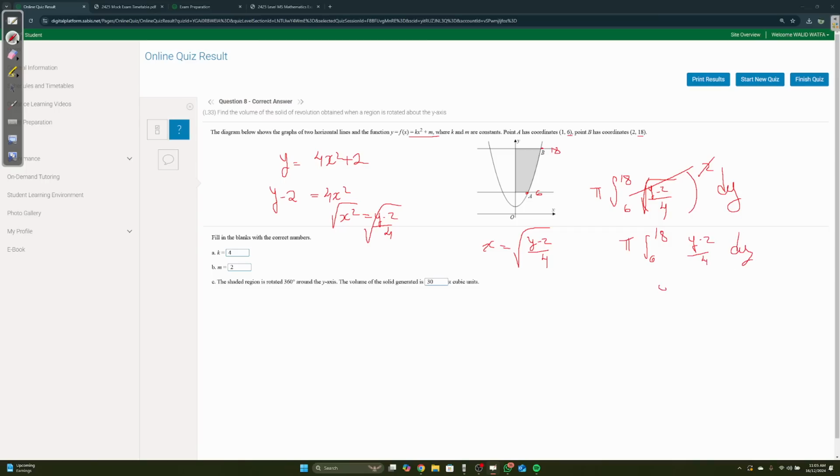dy. Integrate it, you're gonna have y over 4 minus 2 over 4, dy. I just split up the fraction so I can integrate. Okay, pi. Y over 4, you take 1 over 4 to the side, integrate y, it becomes y squared over 2, minus 2 over 4, it's a constant, so you just add a y beside it. We're going from 6 till 18. Let's just clean this up a bit. It's gonna be y squared over 8 minus y over 2, because 2 over 4 is 1 over 2, and just put the y, from 6 till 18, and don't forget the pi.